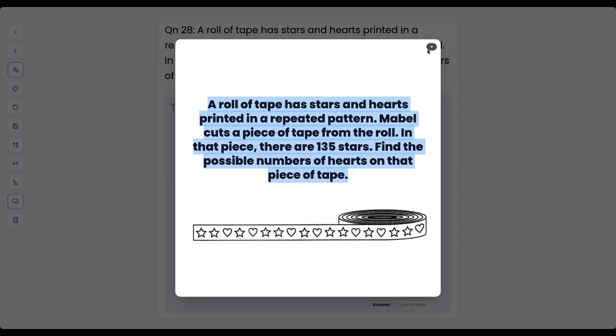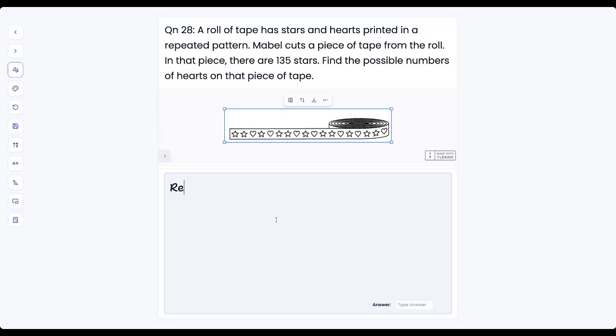So in this case over here, this is what we call a repeating pattern question.